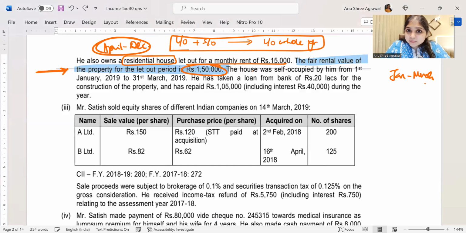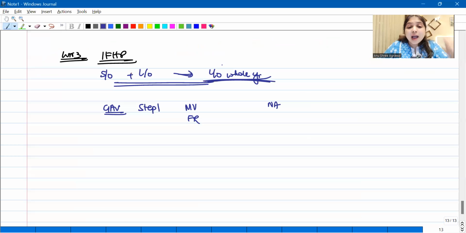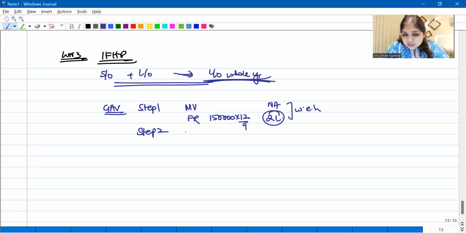So are you understanding? This 1,50,000 is only for 9 months. But what do I need? I need for 12 months. I need for the whole year. I'm going to treat it as if it is let out for the whole year. So 1,50,000 into 12 by 9, because 1,50,000 is for 9 months. What is for 12 months? Simple cross multiplication, guys. This is going to be 2 lakh rupees. Out of these two numbers, whichever is higher, which is higher? 2 lakh rupees.